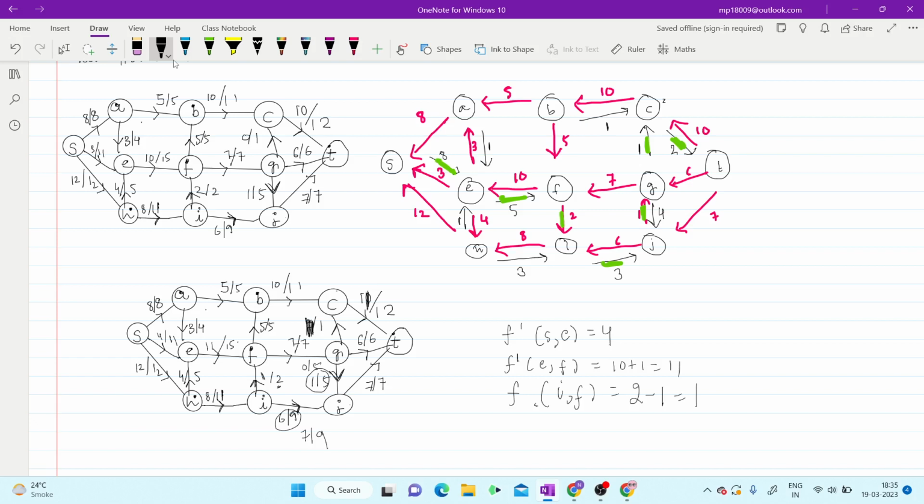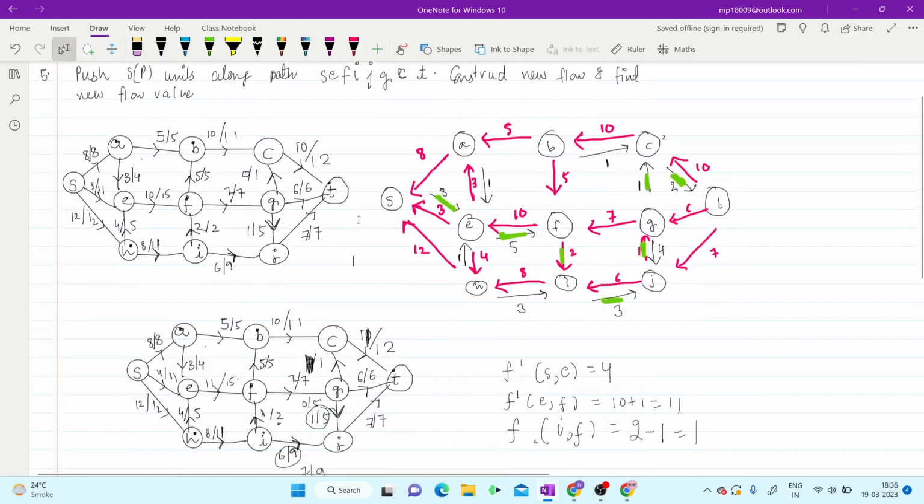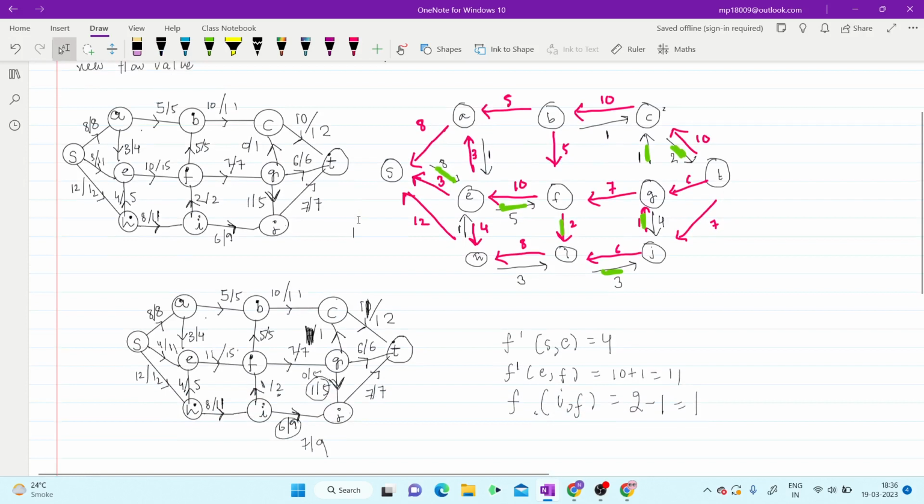So now this is important. Is it clear to everybody? When we are given an augmenting path, we are pushing the path capacity, but we add the path capacity if it is an edge in the forward direction. But if it is an edge in the backward direction, then we subtract the path capacity. Is everybody okay with this question number 5? Yes. Okay.